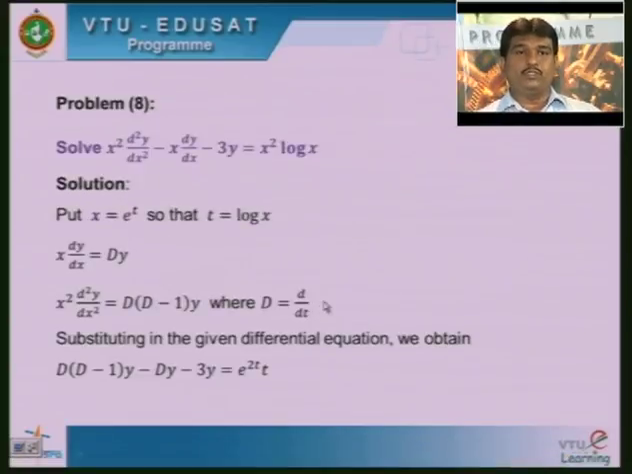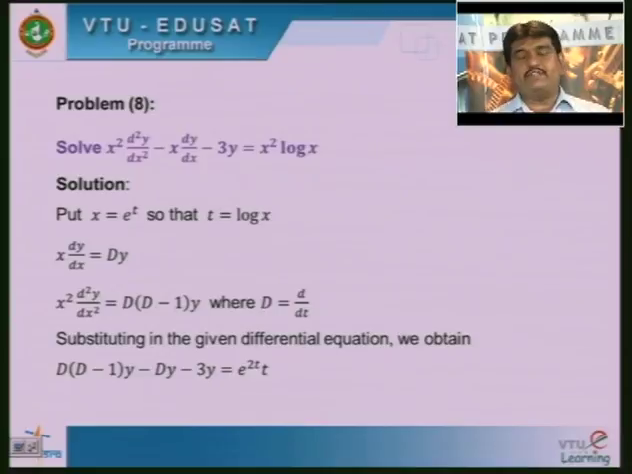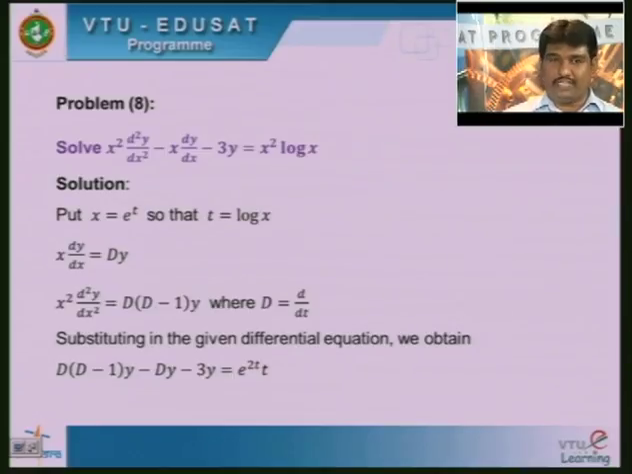Next question, problem number 8. x square into d square y by dx square minus x into dy by dx minus 3y equals x square into log x. This is Cauchy's differential equation. This equation can be converted into a differential equation with constant coefficients using the substitution x equals e to the power of t, so that t becomes log x. The other terms with variable coefficients get converted to D into D minus 1 into y and so on, where D represents derivative with respect to the new variable t.